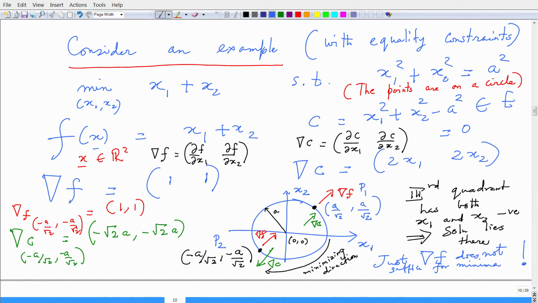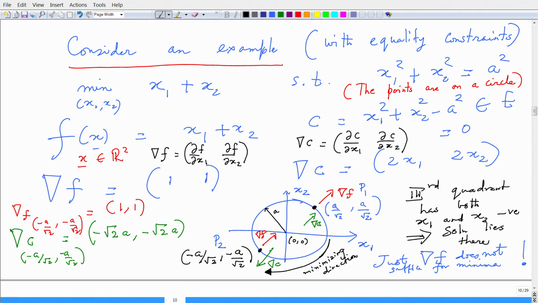and I can, let us say I start at point a comma 0 which is on the x1 axis, and the arrow that I have here in black, which indicates the clockwise direction, this is how I have to go towards my minimum, or this is the minimizing direction.